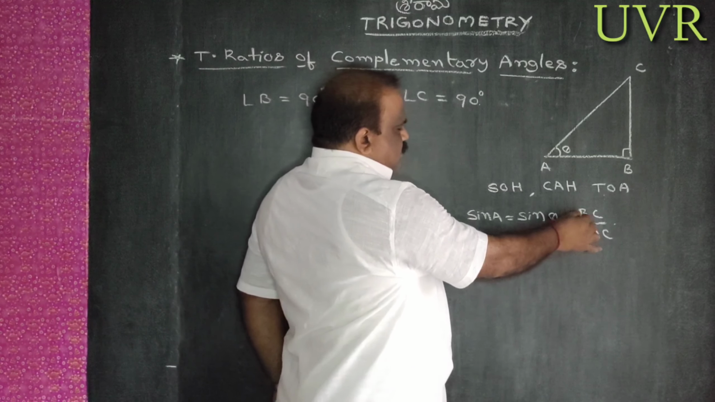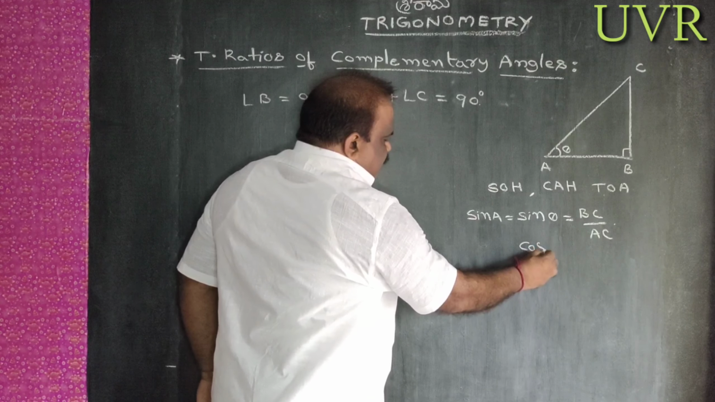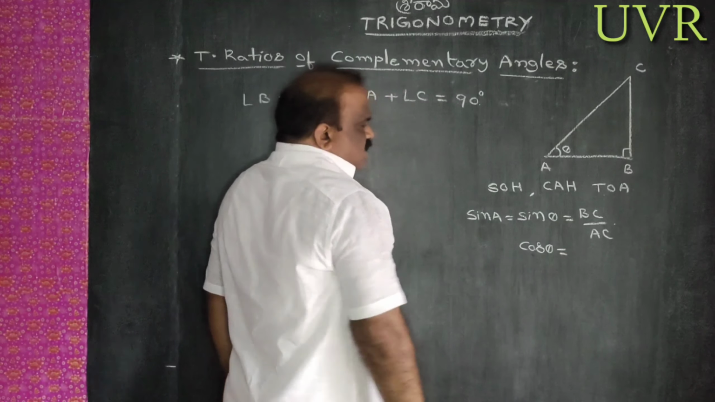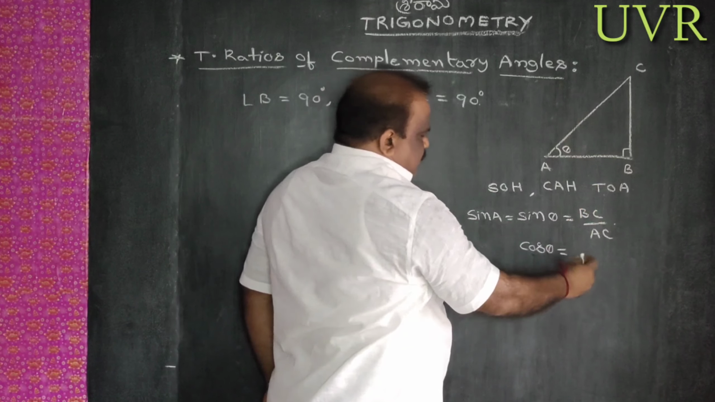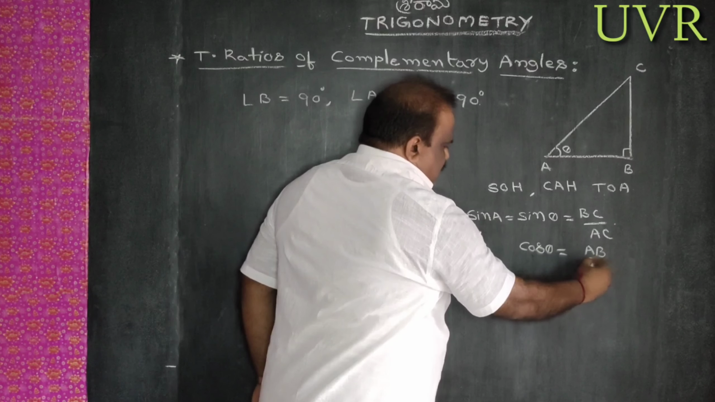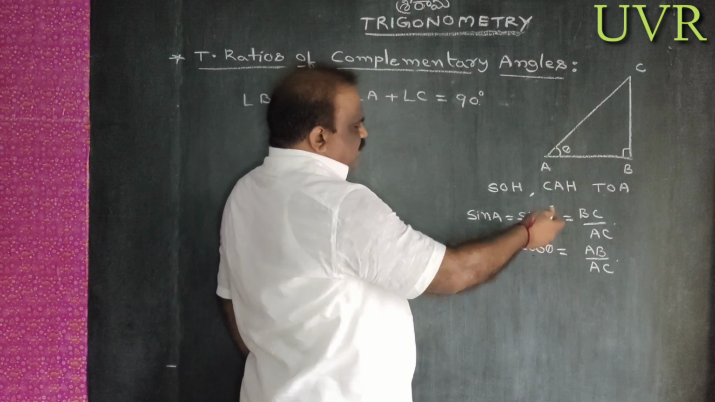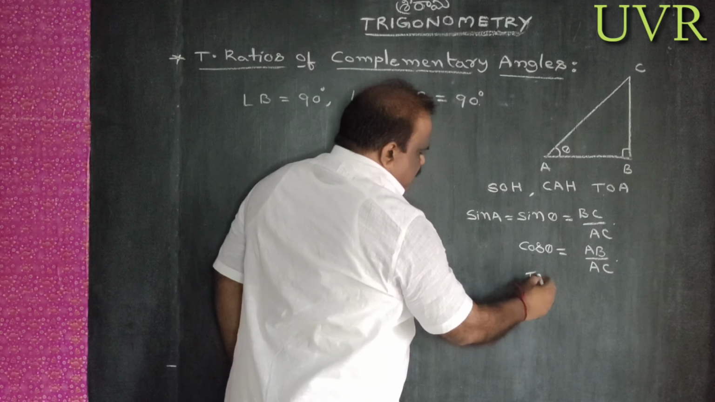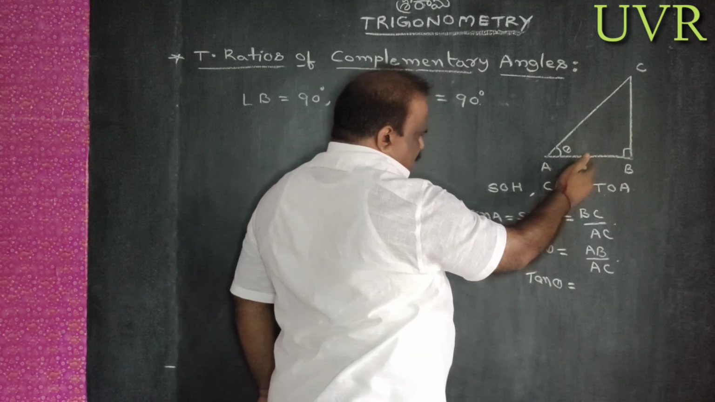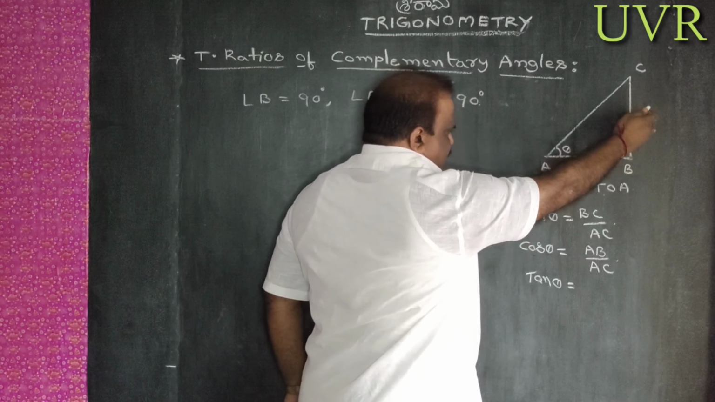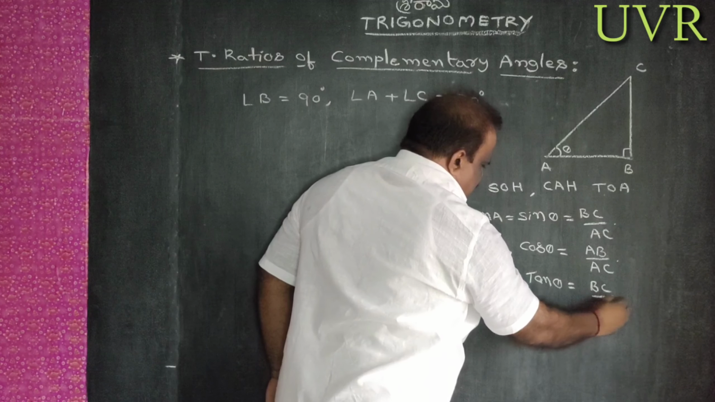Here sin theta is equal to BC by AC. Then cos theta. Cos theta is equal to, the definition of cos is the ratio of adjacent side and hypotenuse, that is AB by AC. Next, the definition of tan is tan theta is equal to the ratio of opposite side and adjacent side, that is BC by AB.